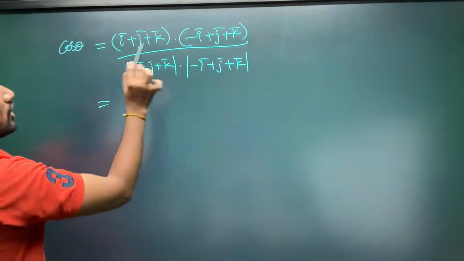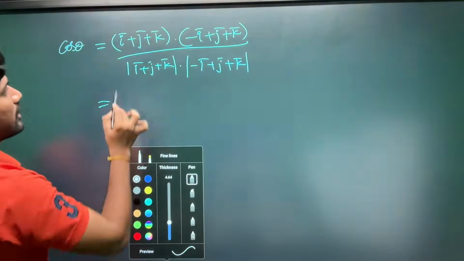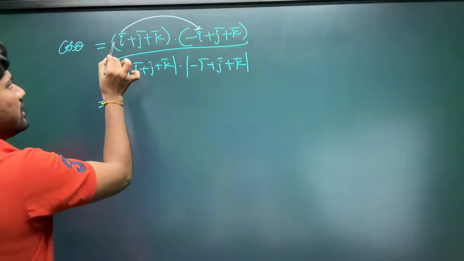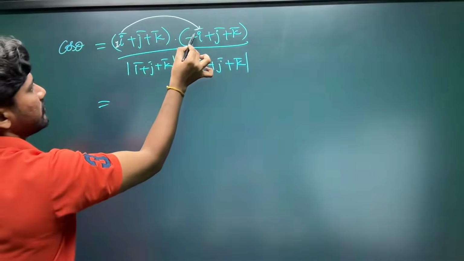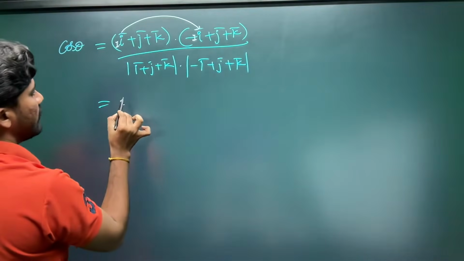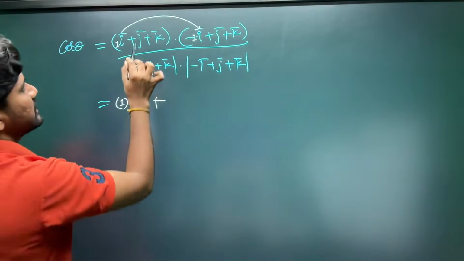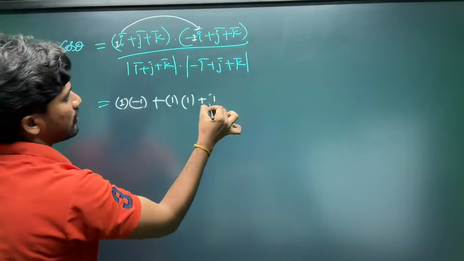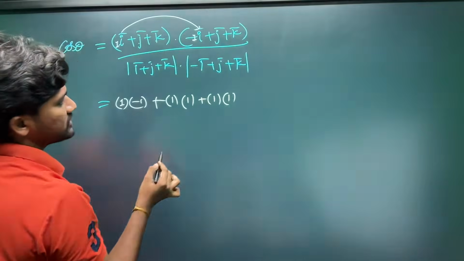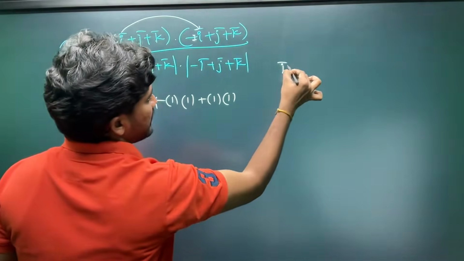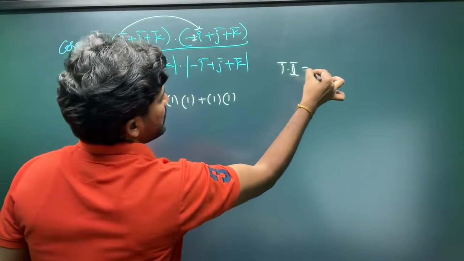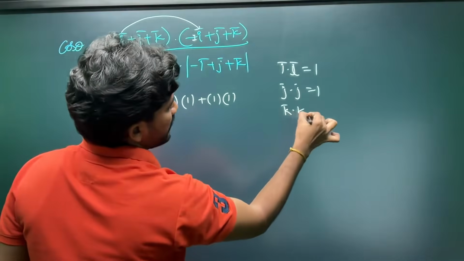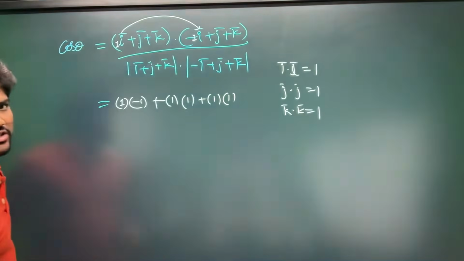Clear? So you know very well how to do the dot product. Multiply I bar into I bar: here the component value is 1, here the component value is -1, so 1 into -1. Plus J bar component 1 and here J bar component 1. Here K bar component is 1, here K bar component is 1. In yesterday's class I clearly mentioned I bar dot I bar is equal to 1, J bar dot J bar is equal to 1 and K bar dot K bar is equal to 1. The rest of the values become 0.